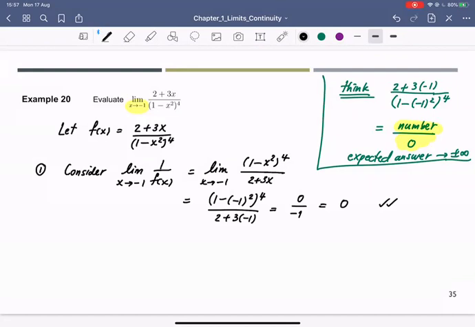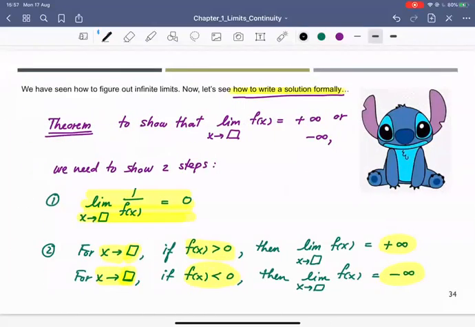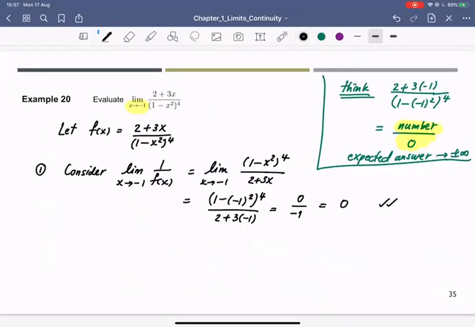Does it make sense? In order to show a limit goes to plus or minus infinity, you have to show 2 things. I just did number 1, so I need number 2 now. So how do I do number 2? Let's consider it. I want to know if f(x) is positive or negative when x approaches negative 1.